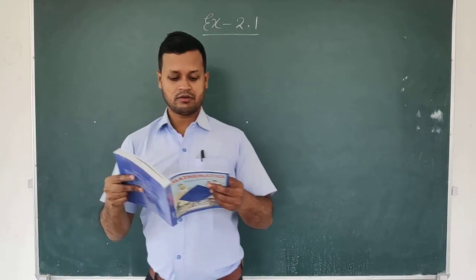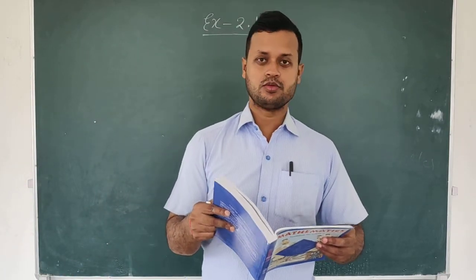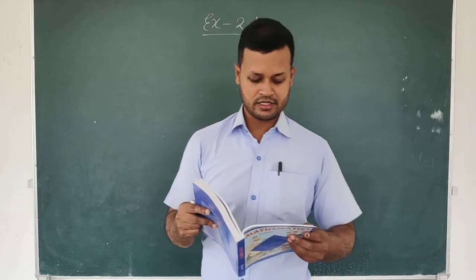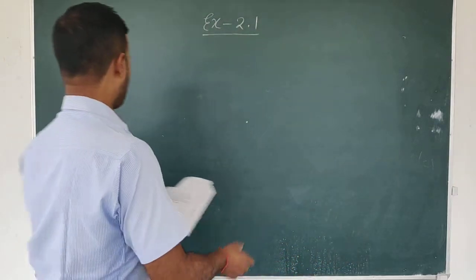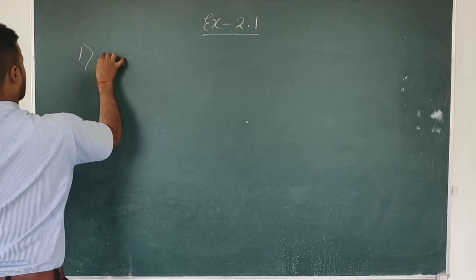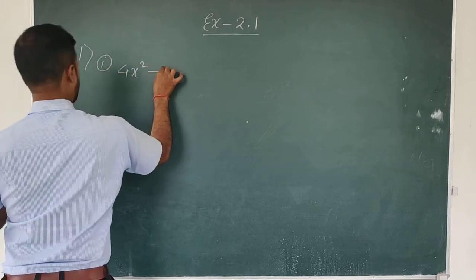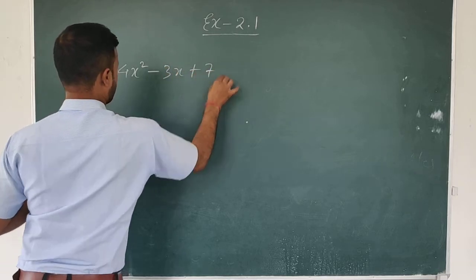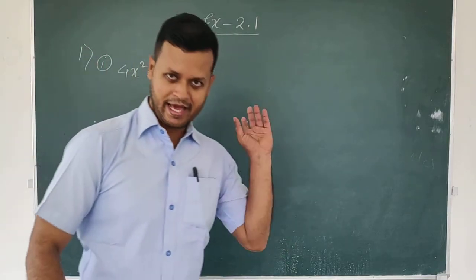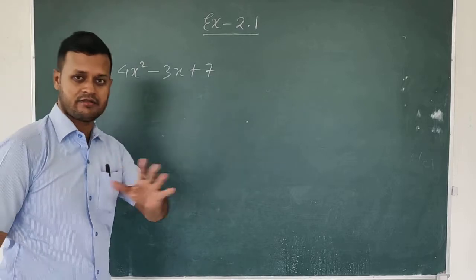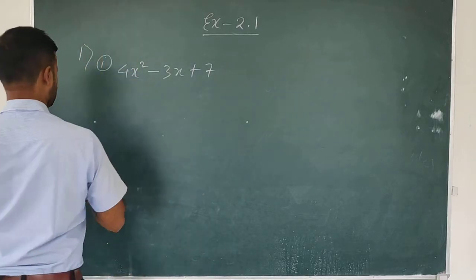Number one, students, which of the following expressions are polynomials in one variable and which are not? State reasons for your answer. Number one, you see, 4x square minus 3x plus 7. Here, students, only x is there, isn't it? Along with x, is any other variable there? No.